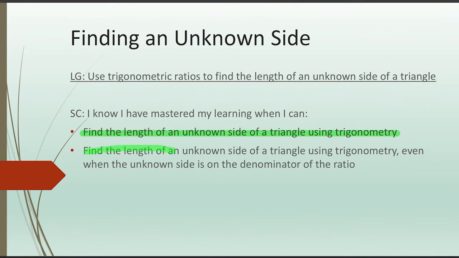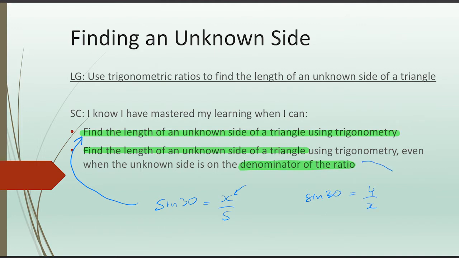But occasionally that unknown side will end up on the denominator of the ratio. What I mean by that is maybe we have sine 30 equals x over 5. We might have something like that. That's what I'm talking about in the first step. That's just basically finding the length of an unknown side, x. But we can also have something like this. And in that case, the method is slightly different because the unknown side is on the bottom.